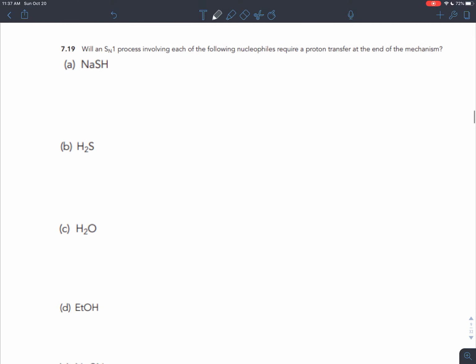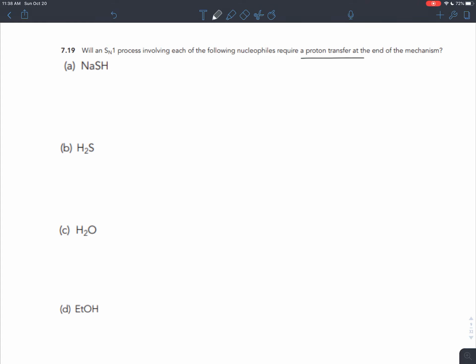So here are what some nucleophiles can look like. Let's say we have an SN1 process involving each of the following nucleophiles. Will they require a proton transfer at the end of the mechanism? Well, the real question is, does the nucleophile have a charge? Here, you have a metal and a non-metal. Anytime you have a metal, you know a metal gives its electrons away to the more electronegative thing. So you usually have an ionic compound.